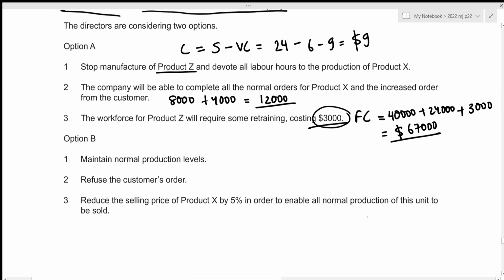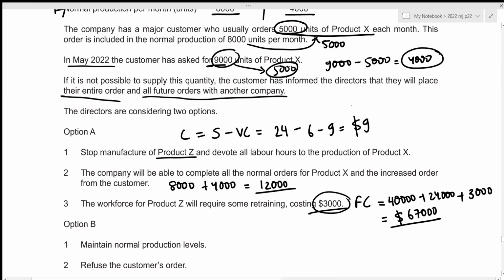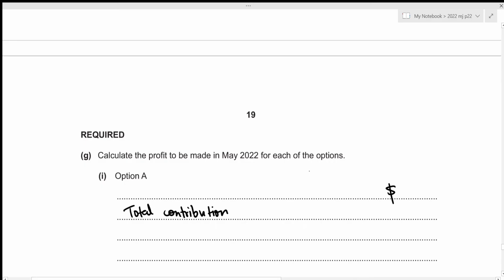Okay, so in order to figure out the profit from option A, we will be starting with our total contribution. So total contribution, let's have a look above. We can see that our contribution per unit is 9 and the total number of units that we are producing is 12,000. So total contribution would just be the product of these two numbers. So that's 12,000 times 9. This gives our total contribution to be 108,000.